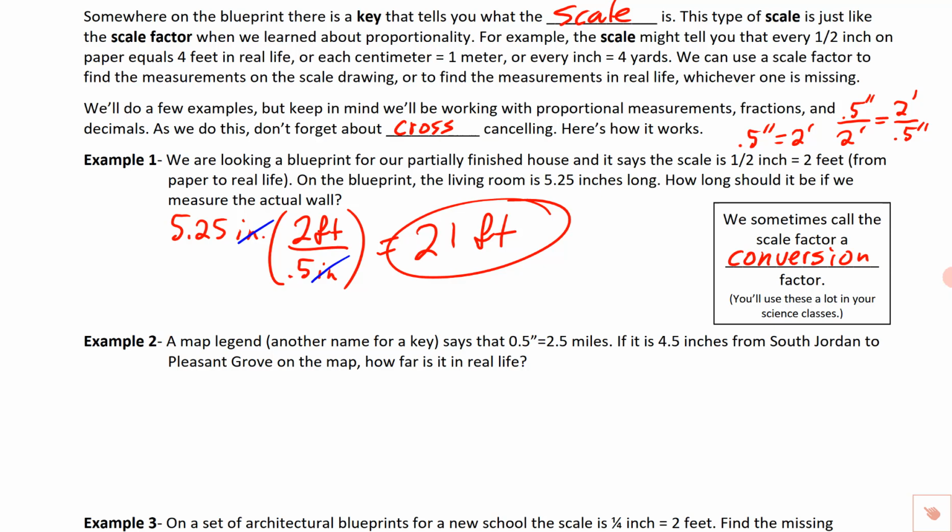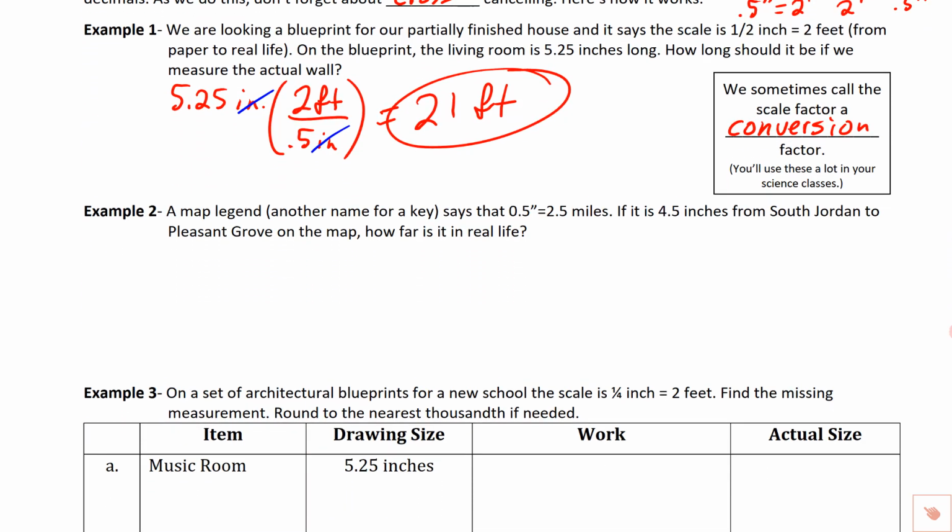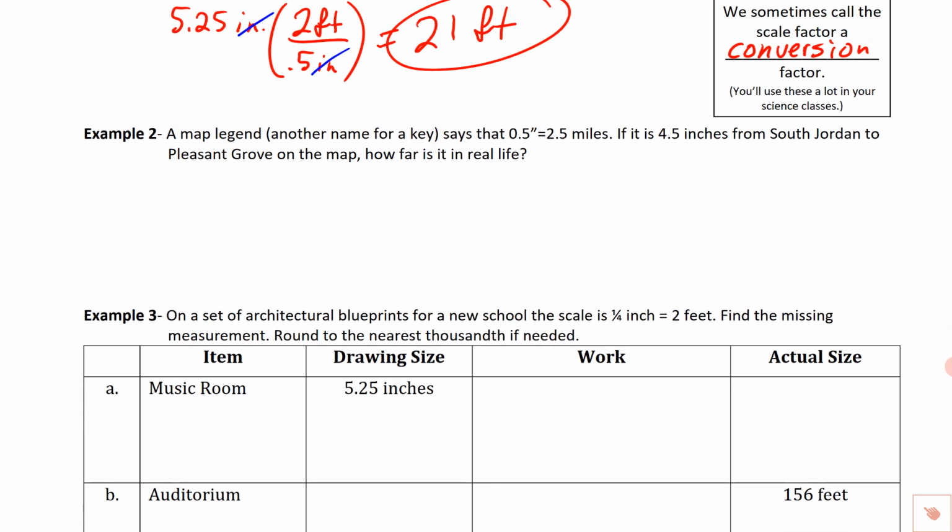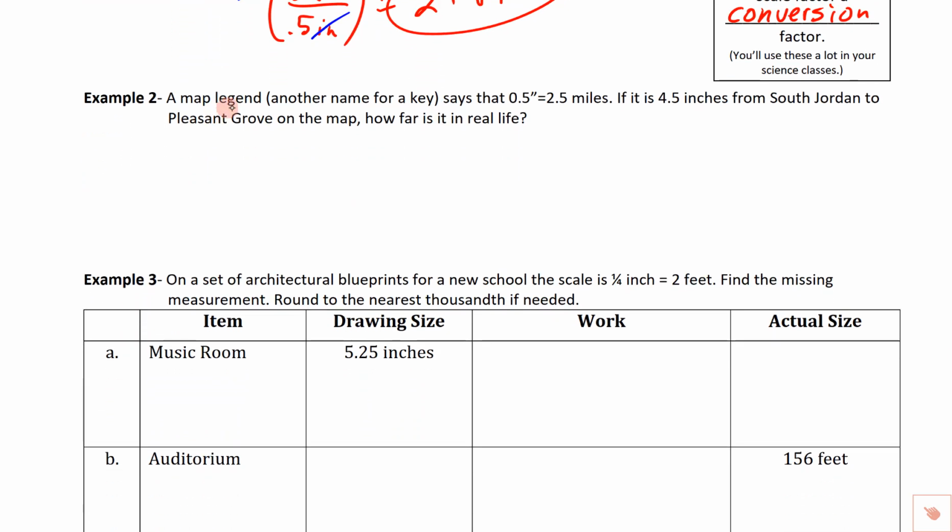Okay, let's slide down here and take a look at the next one. This is a map question. And on this map question, here's what we've got. It says a map legend, and a legend is another name for the key or the scale. It says that half an inch on the paper is 2.5 miles in real life. So if it's 4.5 inches from South Jordan to Pleasant Grove on the map, how far is it in real life?